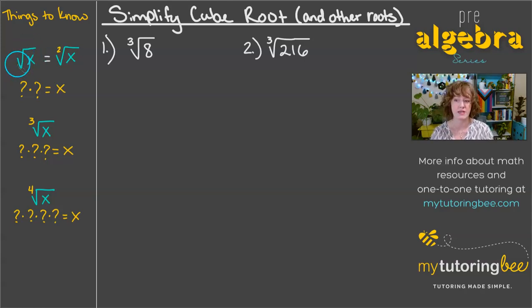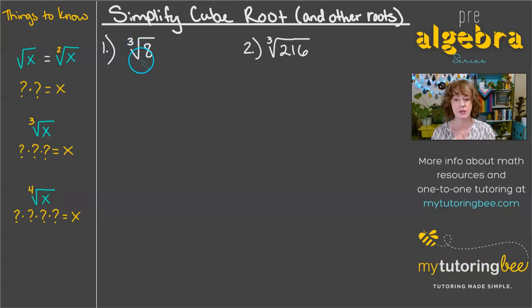So remember that when we see a root symbol without anything in this space, it is an assumed 2. That means 2 of the same numbers multiplied together would give us whatever number is inside that square root symbol. With cube roots, when we see the little 3 outside of the root symbol, that means we need 3 of the same thing multiplied together to give us whatever number is inside. Same with the fourth root. Whenever we have a 4 outside, we would need 4 of the same thing, and so on and so forth for the fifth root, sixth root, and on.